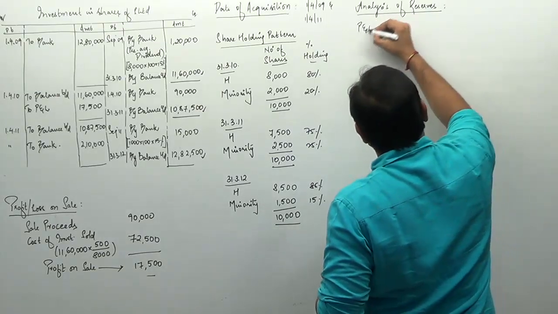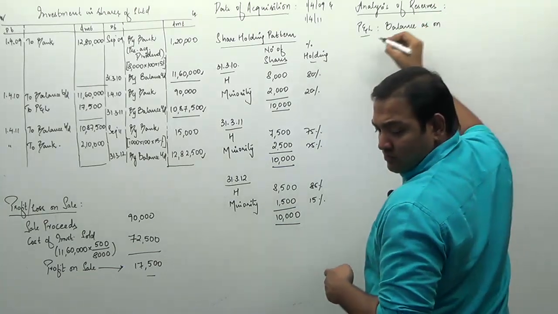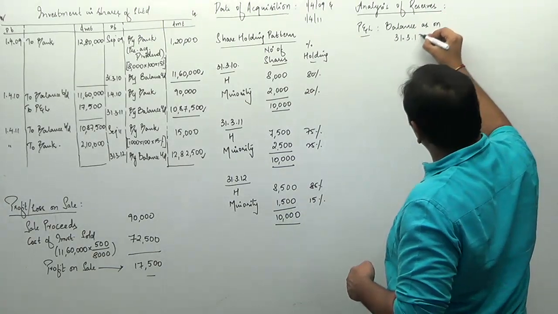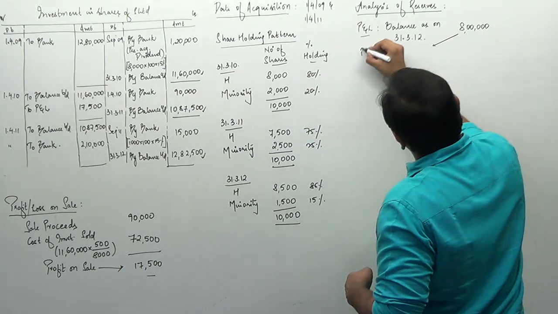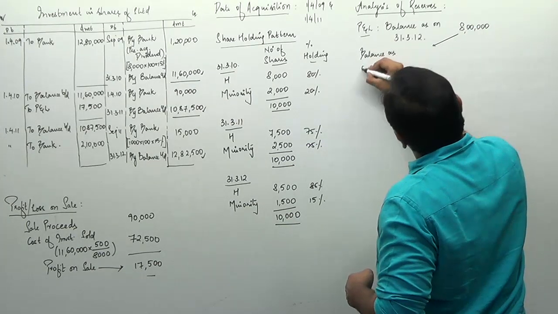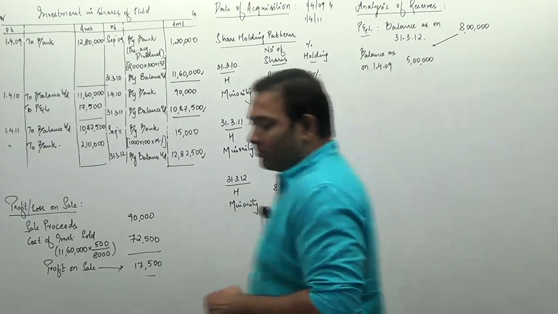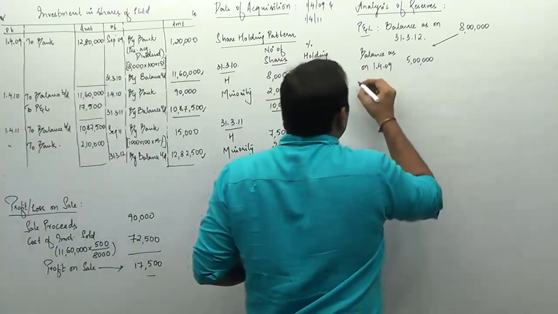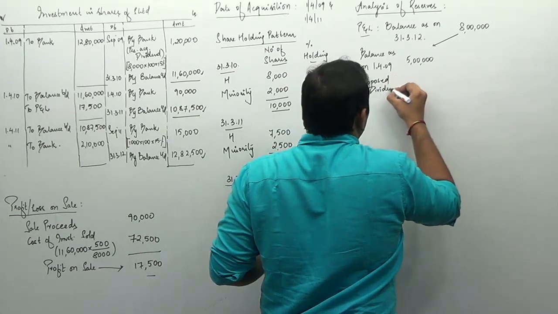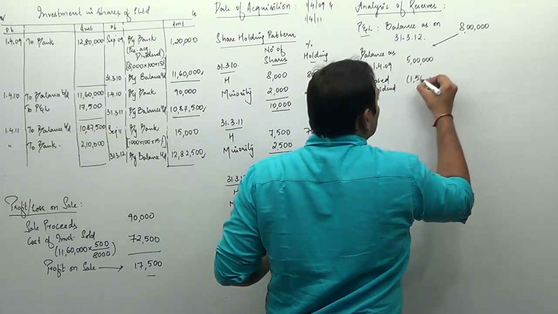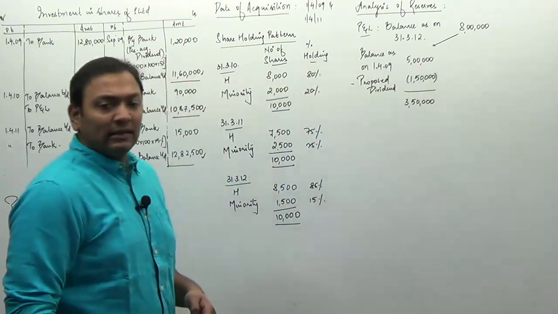Last date, my P&L balance as on 31st March 2012 was 8 lakhs. Handle each year separately. I'll start with the balance as on 1/4/2009. It was 5 lakhs. Out of this 5 lakhs, I have to first deduct this proposed dividend. How much? 1,50,000. There's no change in the share capital, so every year it should be 1,50,000 only. So my reserves at the beginning are 3,50,000.